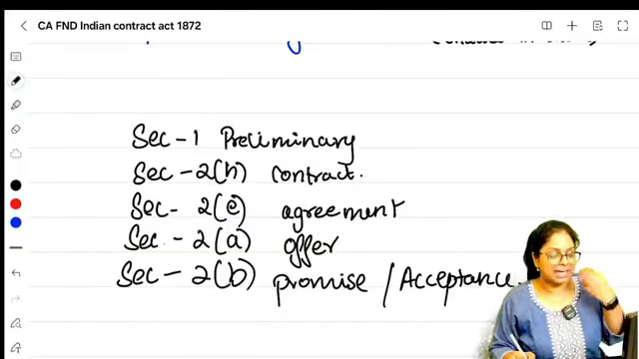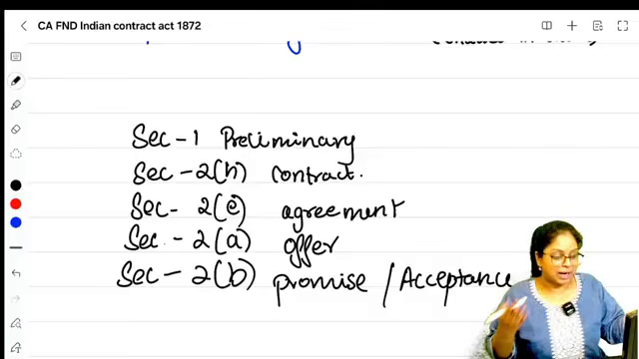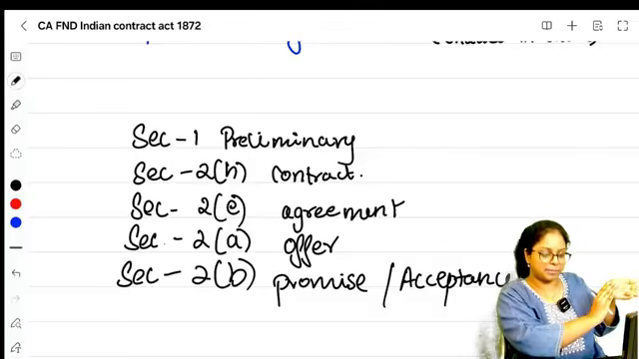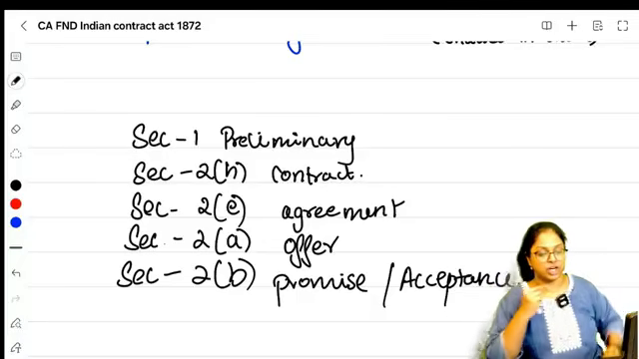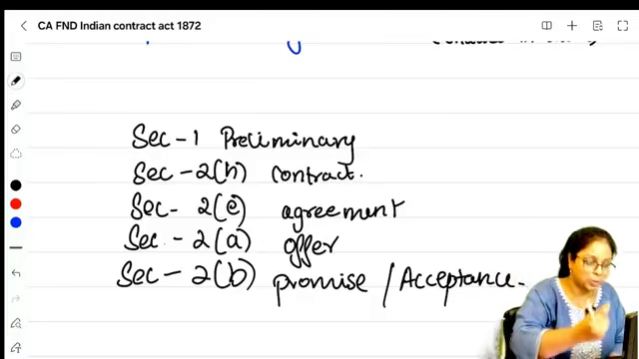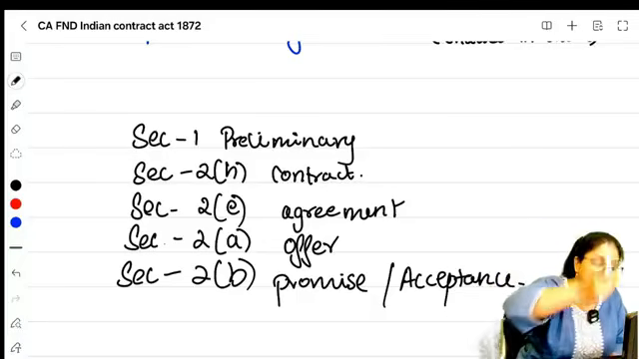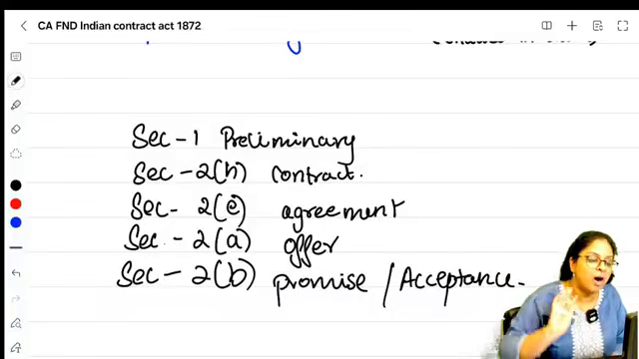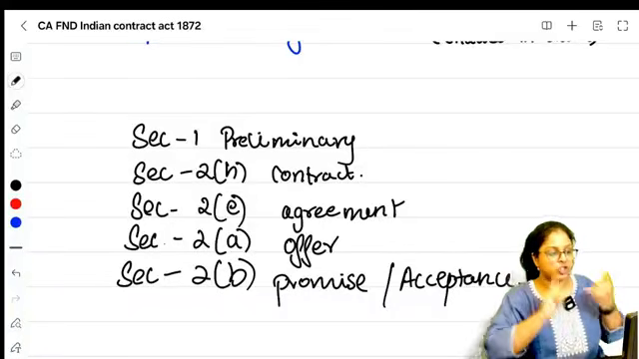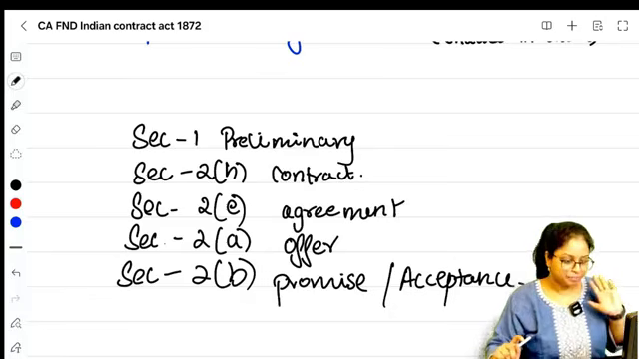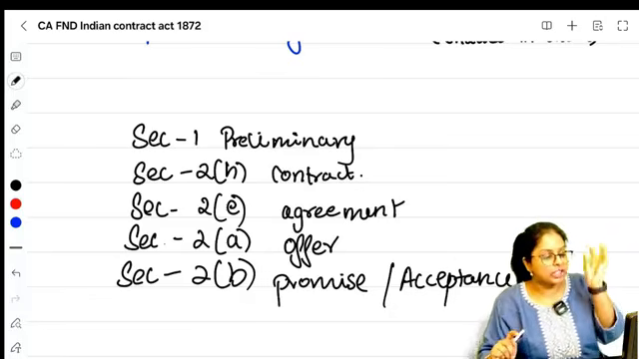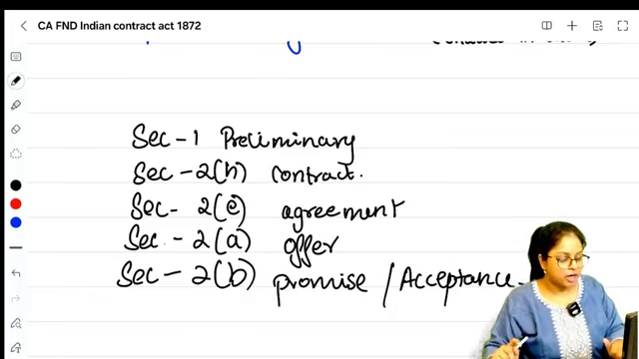When will an offer become a promise? When the other person gives acceptance, right? So for acceptance and promise, it's the same section. When the person to whom the proposal is made signifies his assent, the proposal becomes a promise. That is 2B. Is 2H, 2E, 2A, 2B, everything clear?